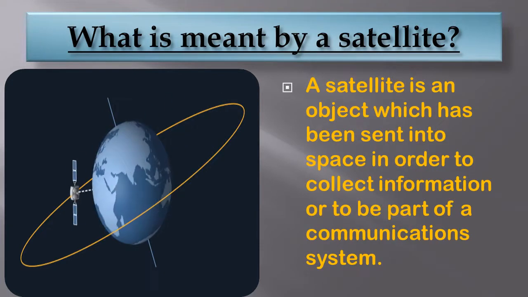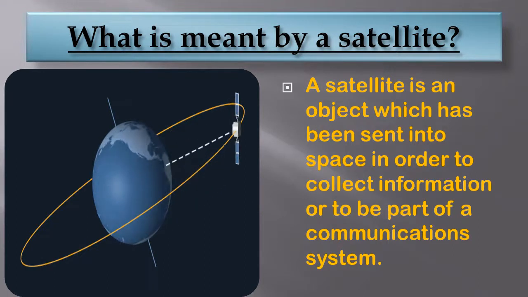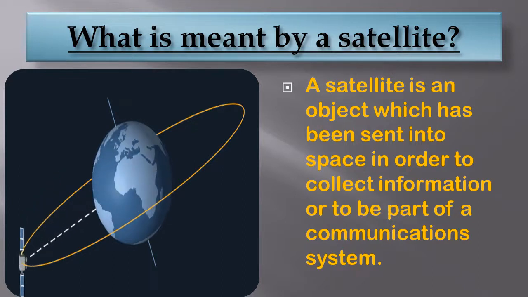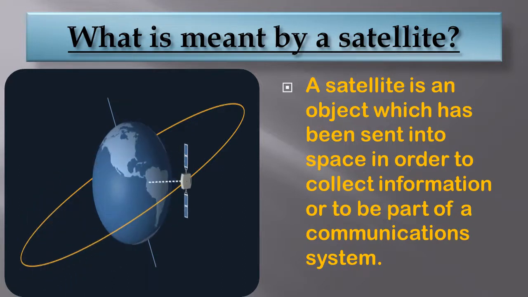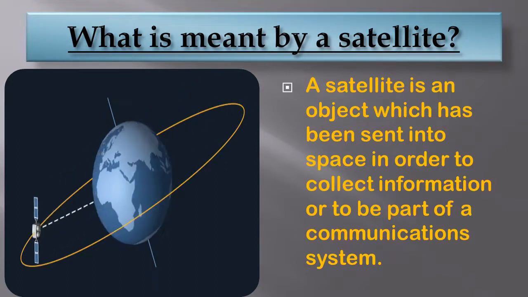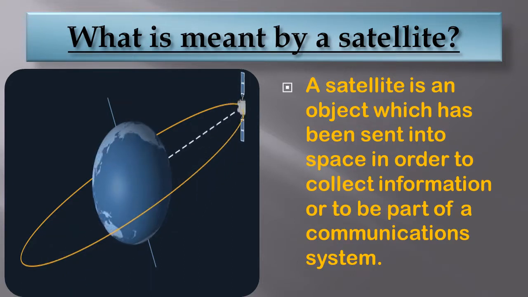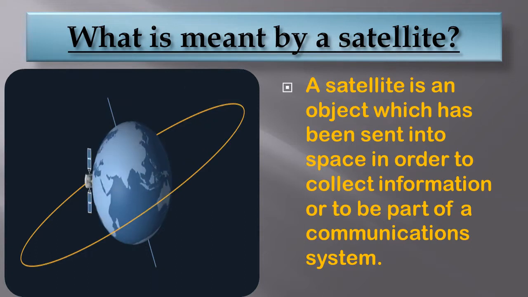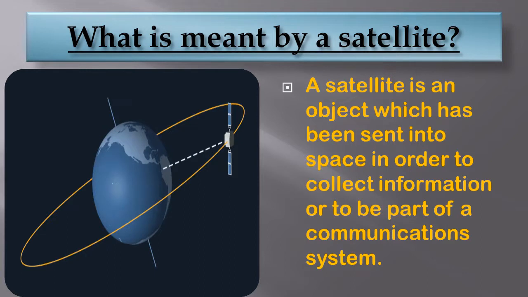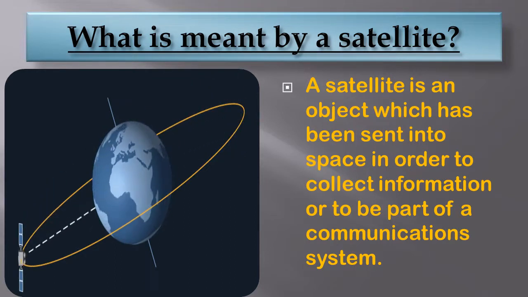So a satellite is an object which has been sent into space in order to collect information or to be part of a communication system. So with the help of a satellite, we can gather or collect information related to a particular scope. Alright, now you can observe in the alongside image that it is an artificial satellite. It is revolving around the earth or any planet in a particular orbit. So the yellow color is a particular orbit in which the satellite is revolving, just to gather or collect information related to a particular part.